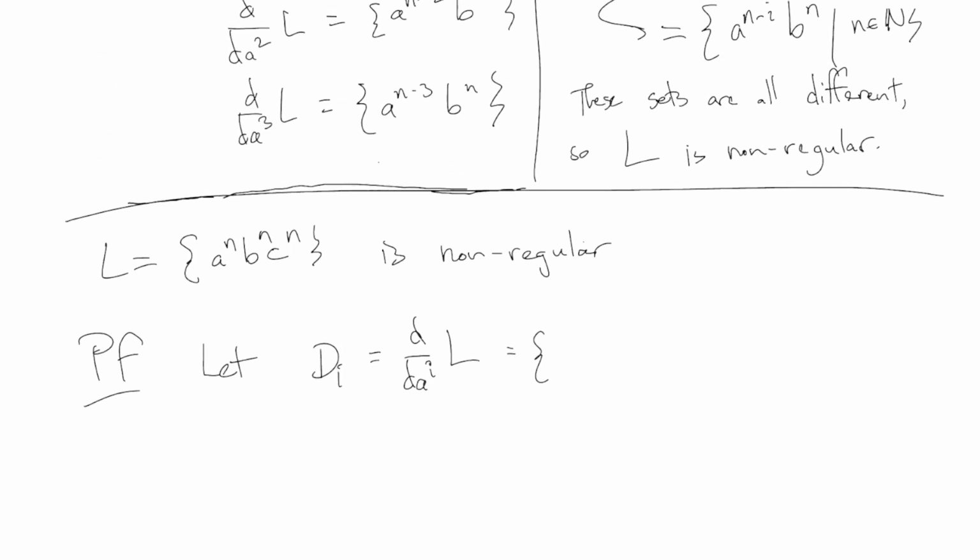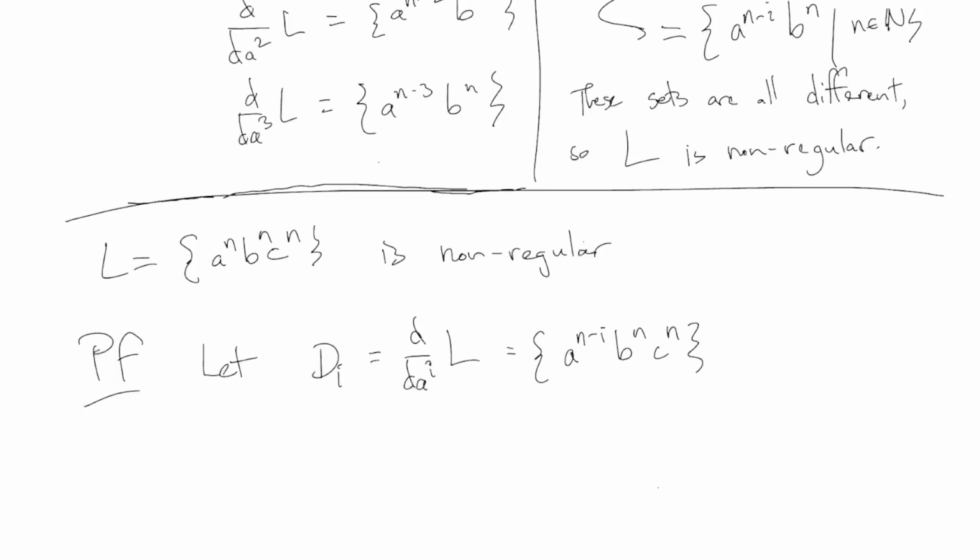What do you think? A to the n minus i, b to the n, c to the n. Yeah, right. A to the n minus i, b to the n, c to the n. This derivative with respect to a doesn't affect the b's and the c's. It only cancels a's at the beginning, right?